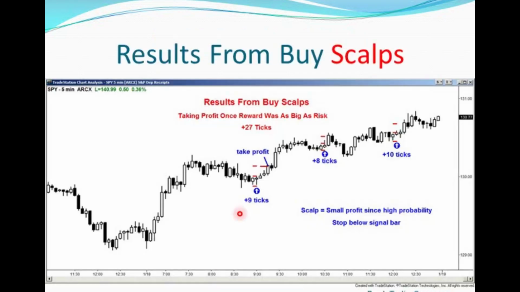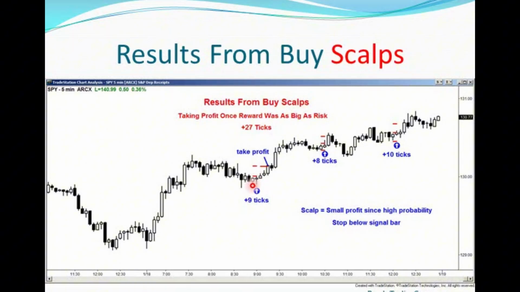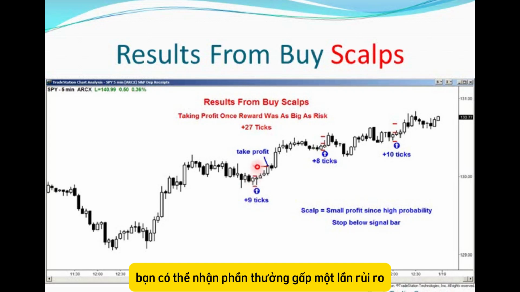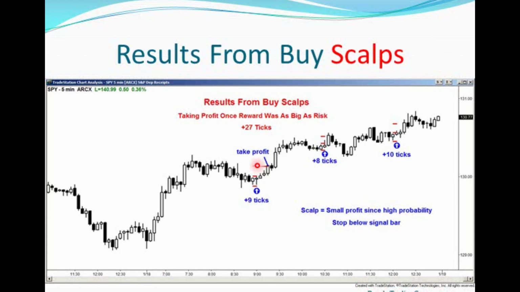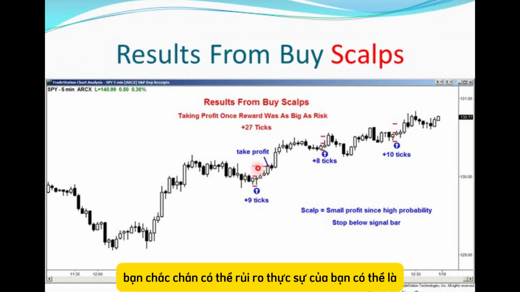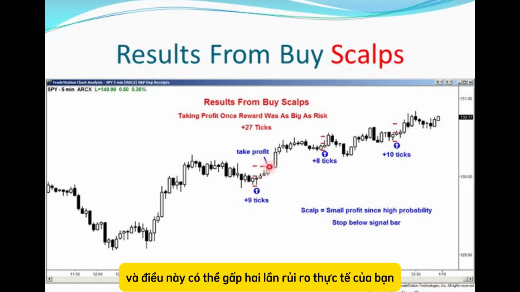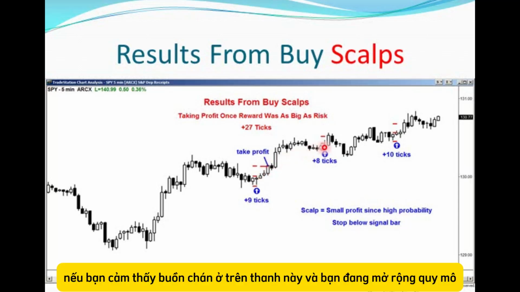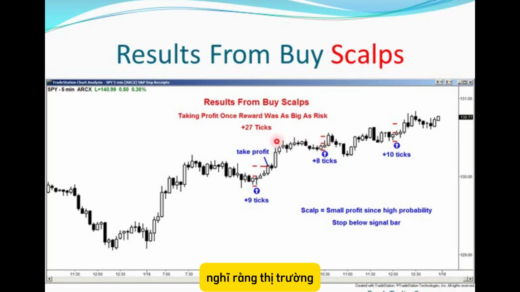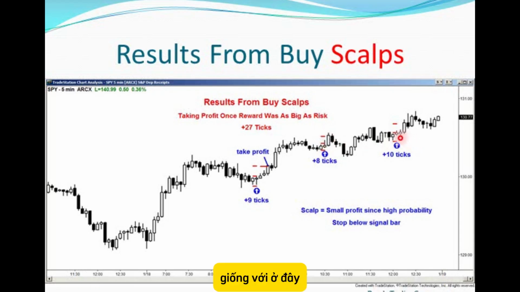So for example, let's say you bought above the high of this bar. Your initial stop is one tick below its low. You could go for a reward 1 times the risk because it's a trend, and therefore the probability is 60%. If you wanted to scalp out, you certainly could. Your actual risk was probably below the low of this bar, just a few ticks, and this probably was 2 times your actual risk. If you bought above this bar and you were scalping, thinking that the market's transitioning into a trading range, you could get out with a reward equal to your risk. Same with over here.